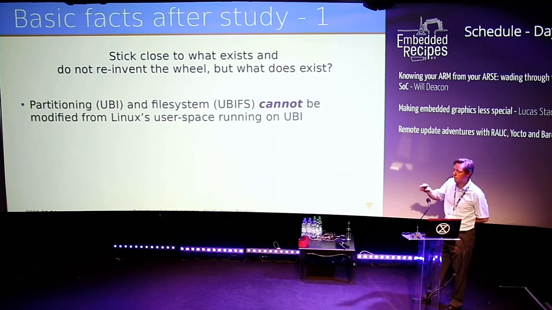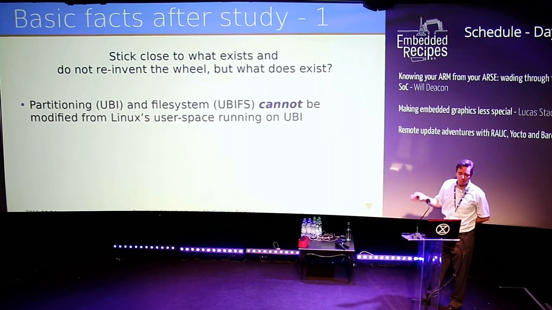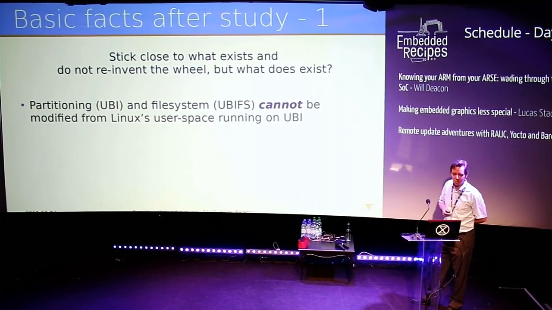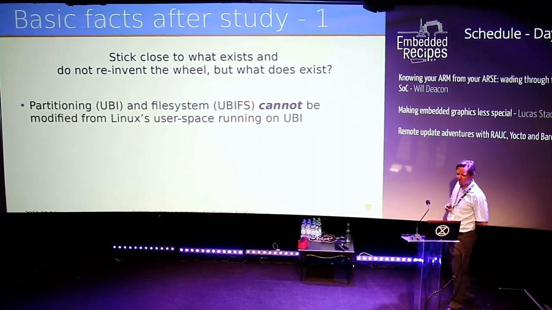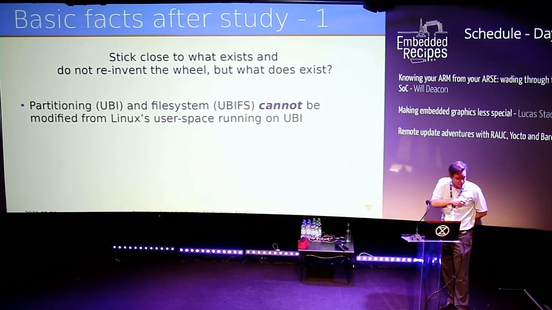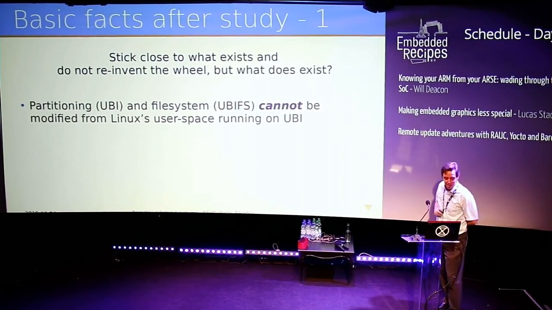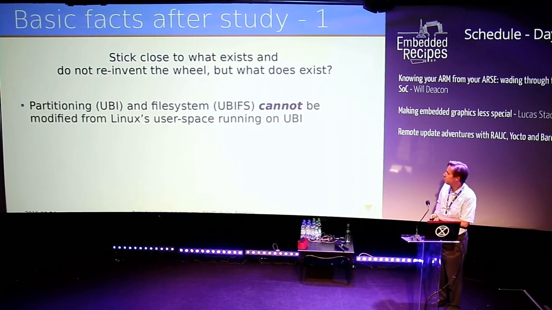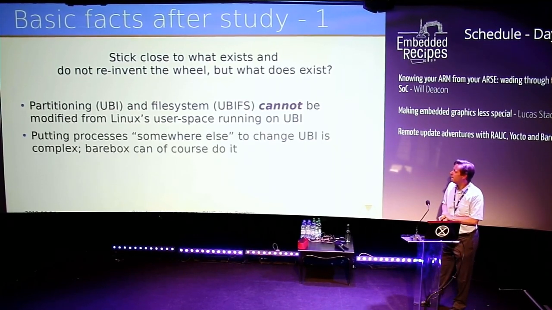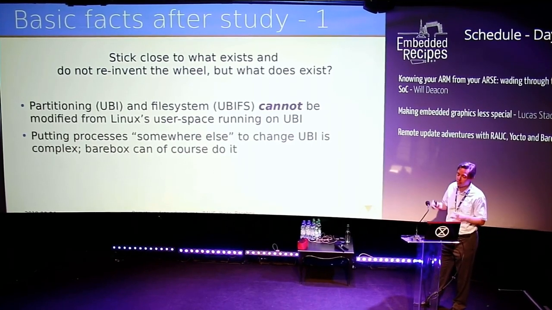You could use a RAMFS, switch root and do some magic. But I considered it too hacky. Yes, it was your idea, and I was not really a big fan of it, but maybe it would have worked. So we need to put the processes which are doing the upgrade somewhere else to change the UBI configuration.